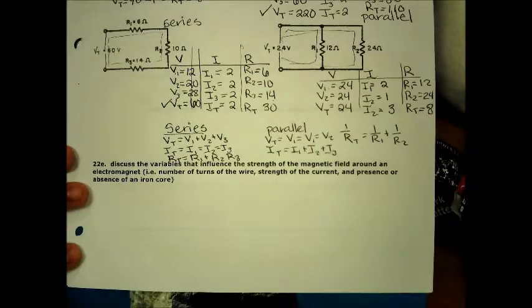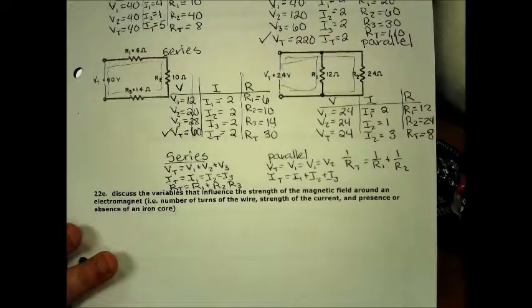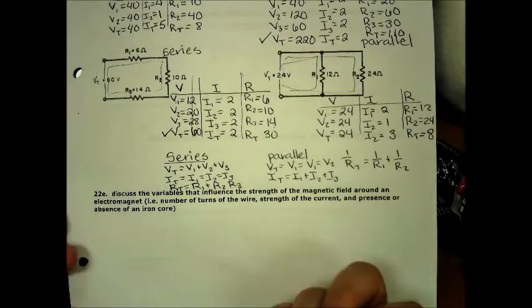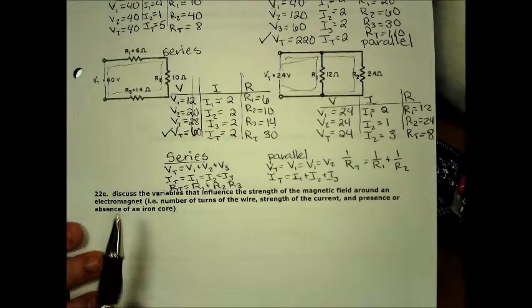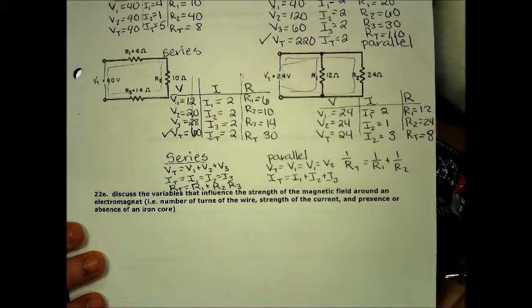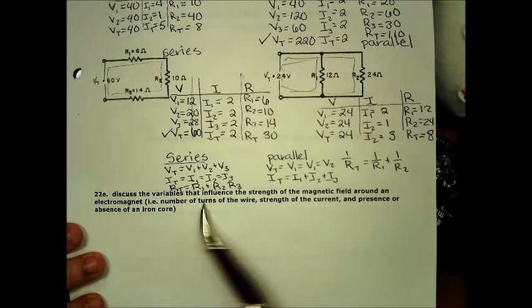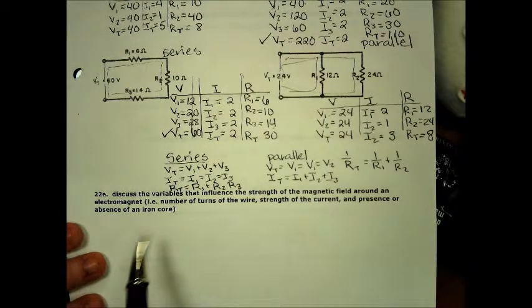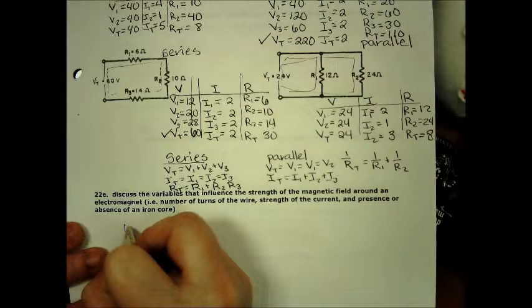All right. I think we're done with the math, so I'm just going to try to go through these next few pretty fast. 22E, discuss the variables that influence the strength of a magnetic field around an electromagnet, i.e. the number of turns, the strength, and the presence or absence of a core. So the standard actually gives you all the three things.